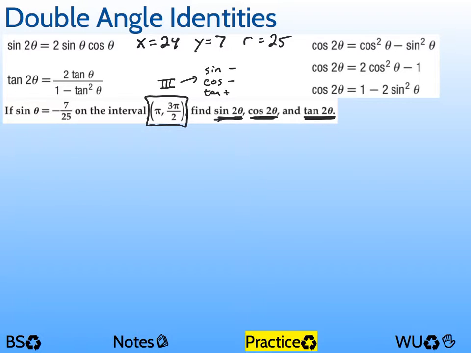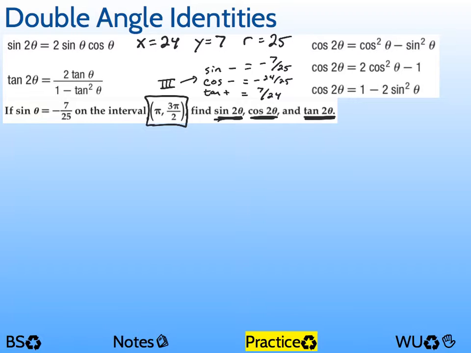Now, since all of these use sine, cosine, and tangent, it may be really helpful to figure out what they are. So sine we already know is negative 7 over 25. Cosine is x over r, and it's negative, so it's negative 24 over 25. And then tangent is positive, and it's positive 7 over 24 for y over x.